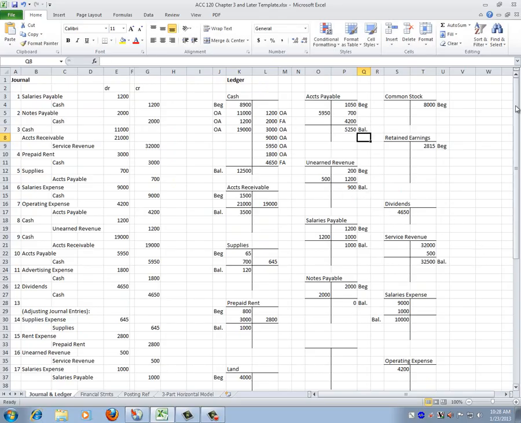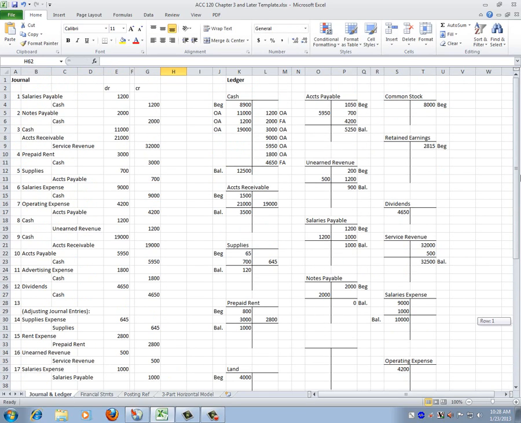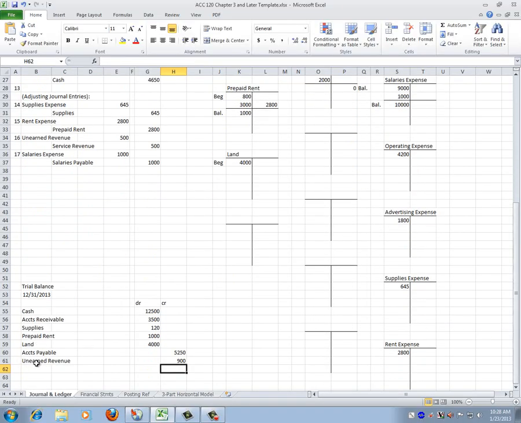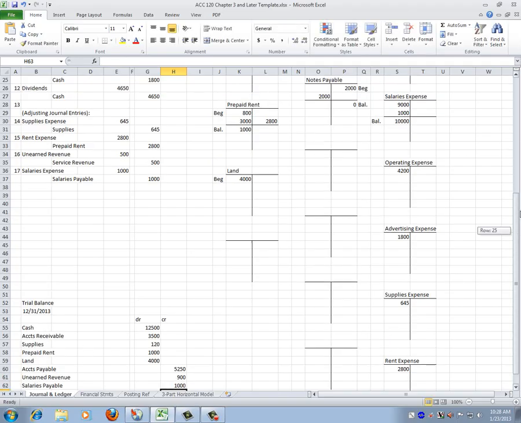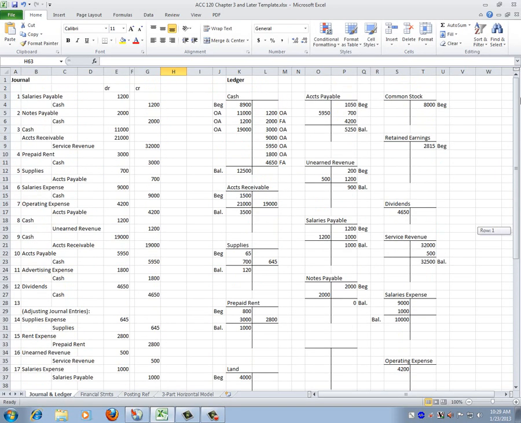Unearned revenue 900. That's where we owe some services to some customer. Right side as expected being a liability. Salaries payable 1,000. That we owe our employees till payday rolls around on this time they've already worked for us on the clock. No notes payable, I'll skip that.